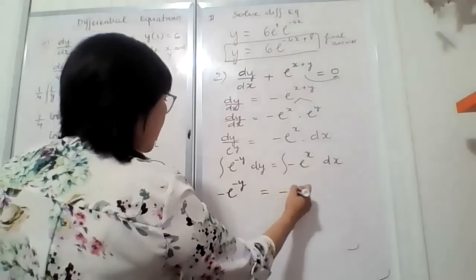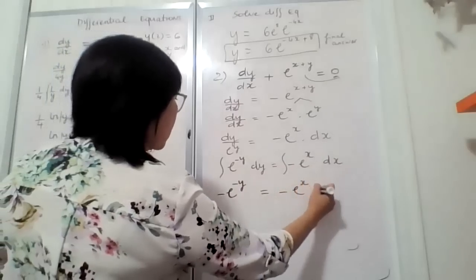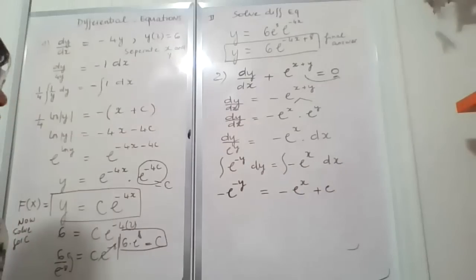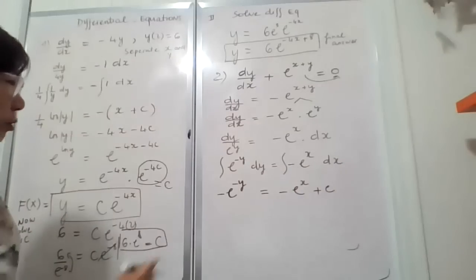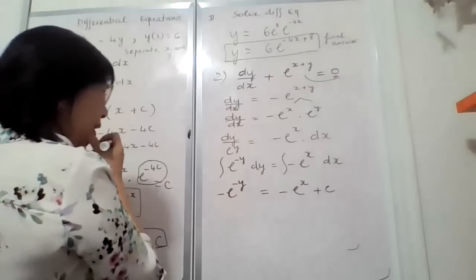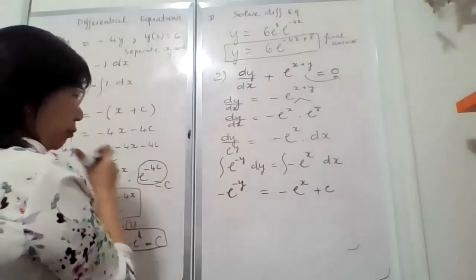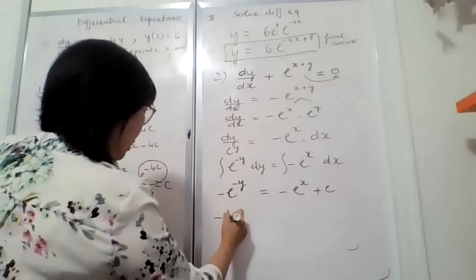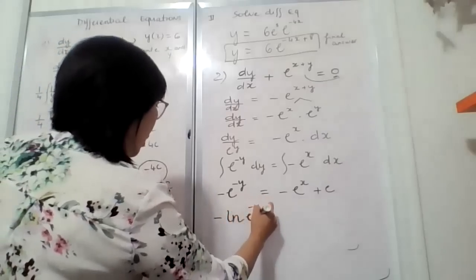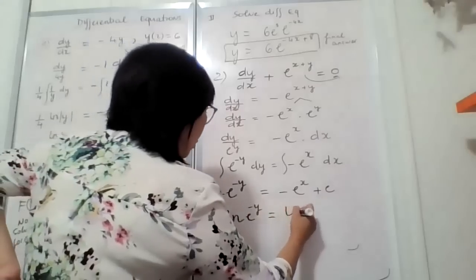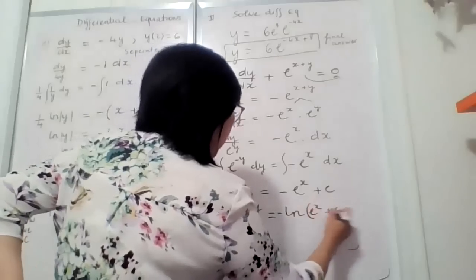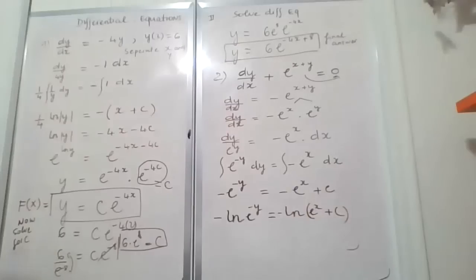And the integration of this is minus e to the x plus c. At this point, if I want to solve for this y, I have to take ln both sides. So I'm going to put the minus outside and I'm going to put ln of e to minus y equal minus ln e to the x plus c. Put them in the bracket.